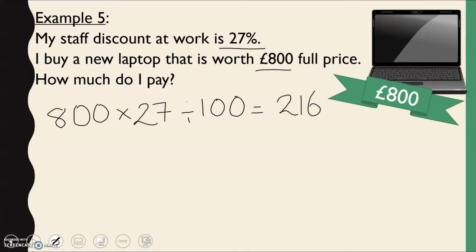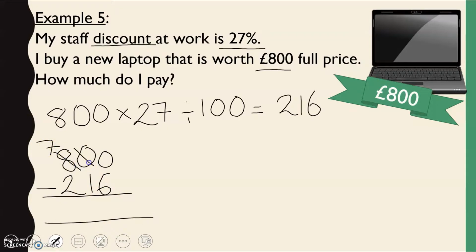Now, is it £216 that I'm buying this laptop for? No. My staff discount is 27%. So discount means that we take that money off the full price. So my second step here is to do 800, take away my 216. Now you could just put this into your calculator, but 10 take away 6 is 4, 9 take away 1 is 8, and 7 take away 2 is 5. So the price that I pay for my laptop is £584.